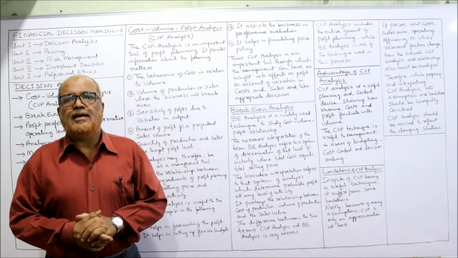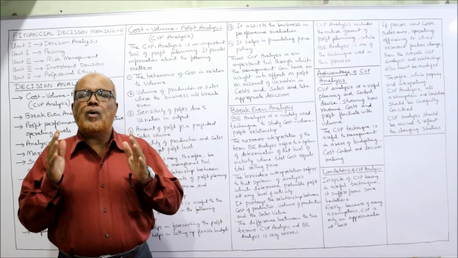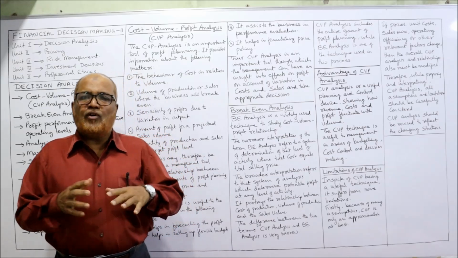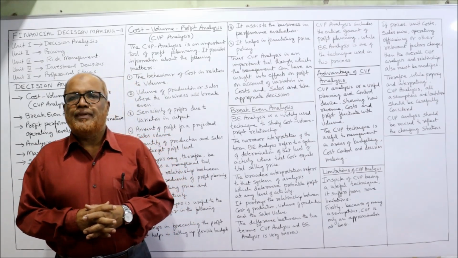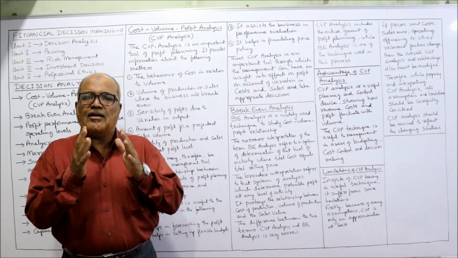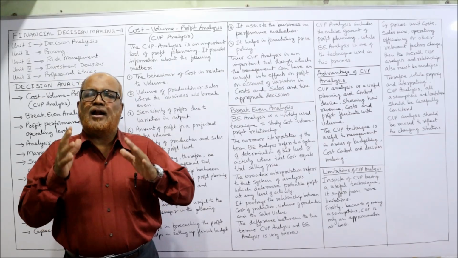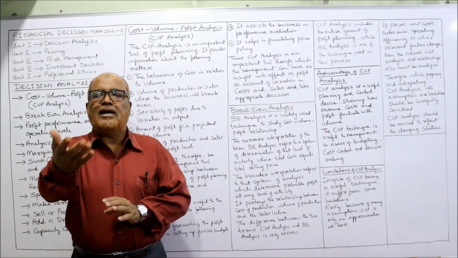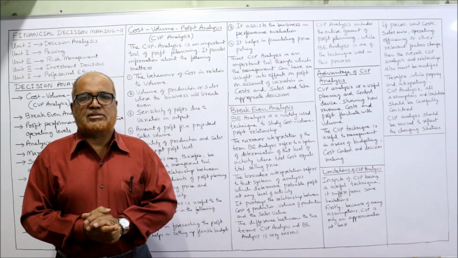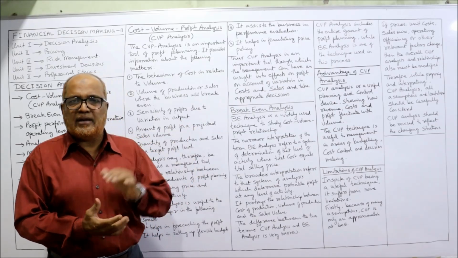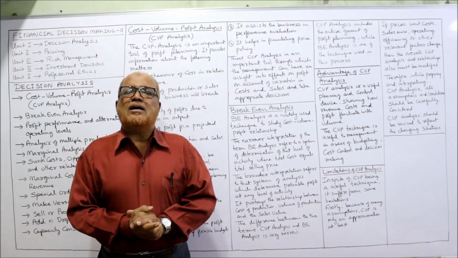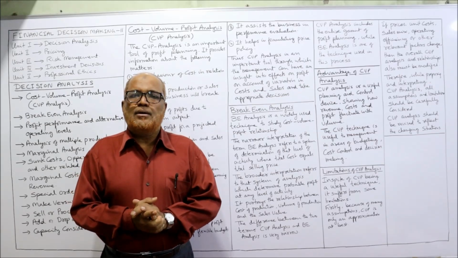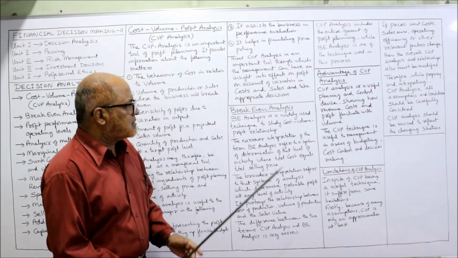Finally, we can say that CVP analysis is a very, very important tool in the hands of the management for taking a decision regarding the profit, regarding the cost, regarding the sales, regarding the volume of output. And the management can be able to take appropriate decisions on the basis of CVP analysis. This is the complete theory on CVP analysis. The next topic is break-even analysis.